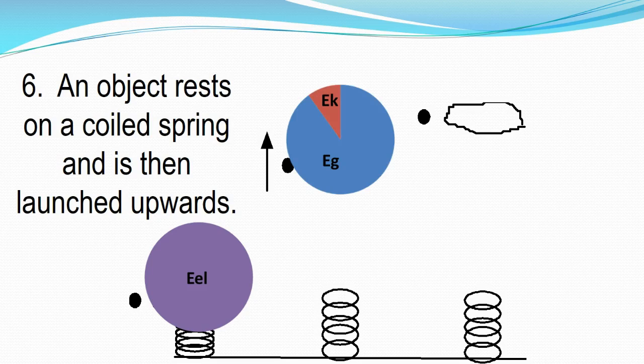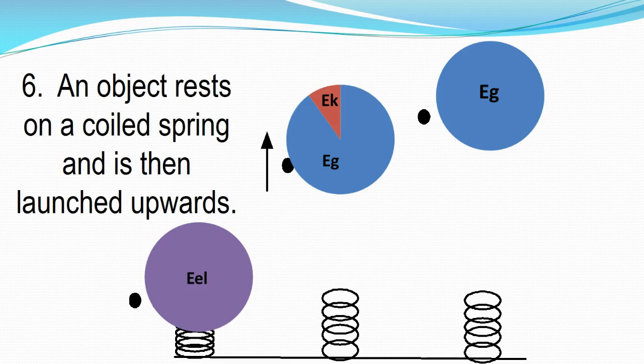Now it's more than halfway up, so it's going to be more than halfway gravity, less than halfway kinetic. When it's all the way up, it's 100% gravity because we know objects reach a top point, stop for a moment, change direction, and then come back down.